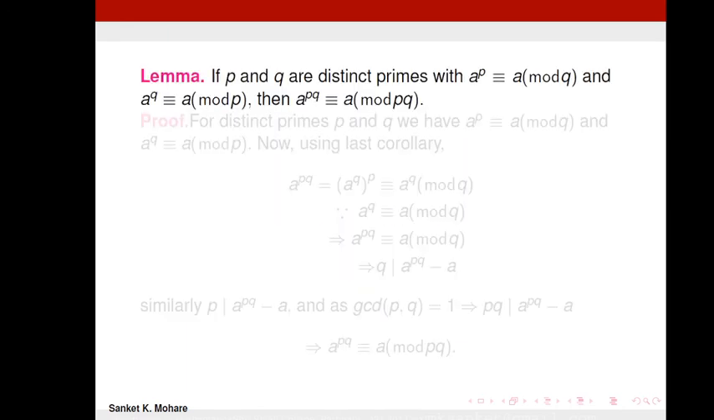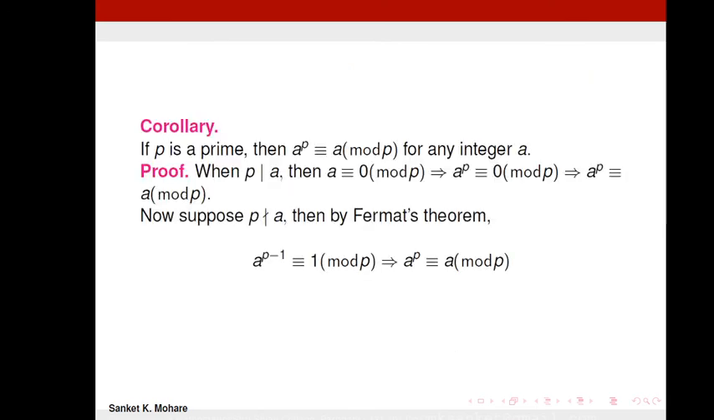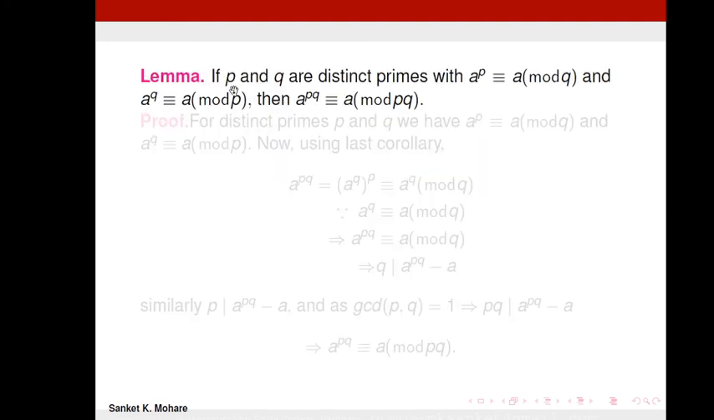Next, lemma. So we use this corollary to prove the next lemma. For any prime p, a to the power p is congruent to a modulo p, where a is an integer. I repeat again, a to the power p is congruent to a modulo p for any integer a, and p is a fixed prime.